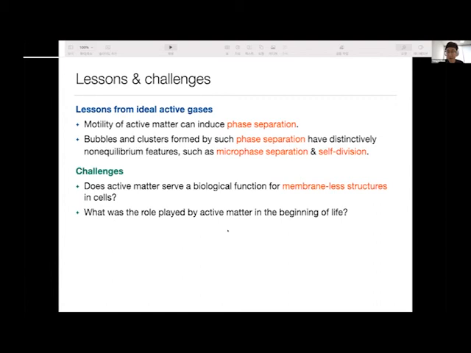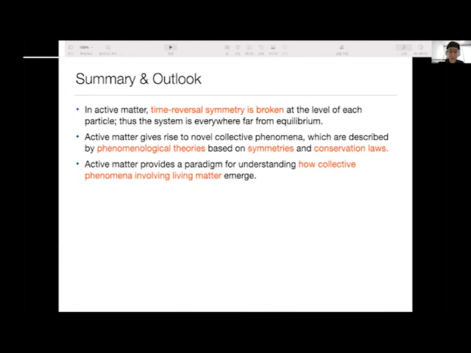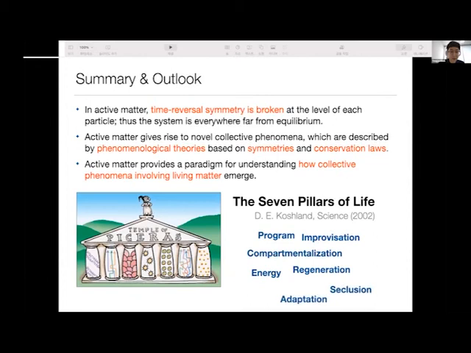So yeah, basically, this is a summary. Active matter is really about time reversal symmetry broken at the level of each particle. And therefore, the system is everywhere far away from equilibrium instead of being driven by some global field. And every order arising in the system is purely due to self-organization of these individual particles, giving rise to global structure. And active matter gives rise to very novel collective phenomena, which are described by phenomenological theories like active field theories, which can be derived based on symmetries and conservation laws. And I gave a very brief introductory explanation about how you can derive the theory from those conservation laws. And this active matter provides a simple paradigm for understanding how collective phenomena involving living matter can emerge from microscopic interactions.